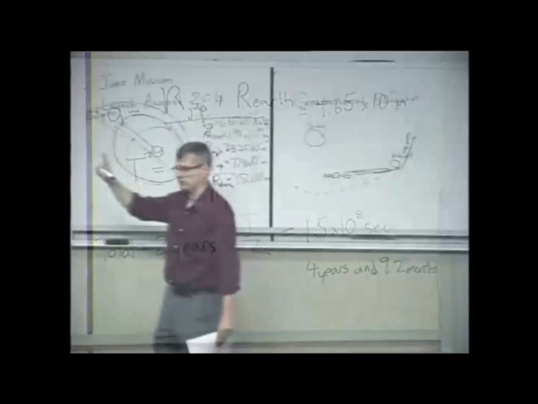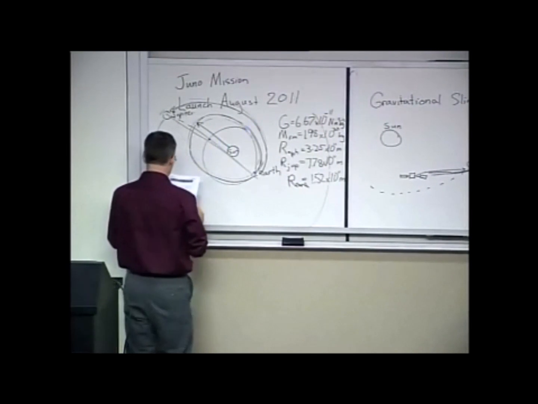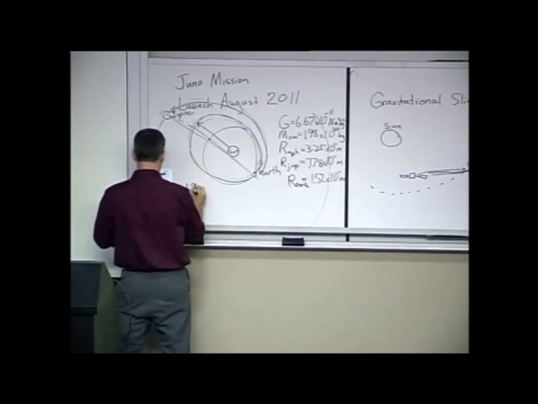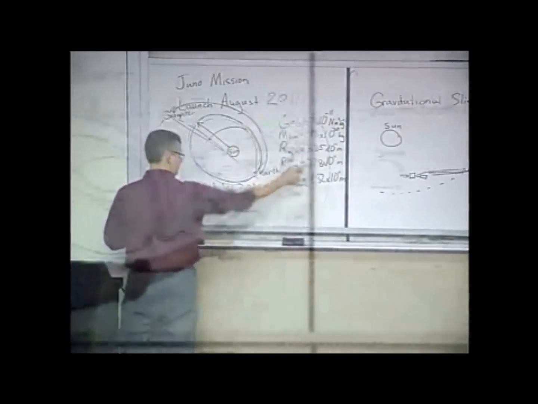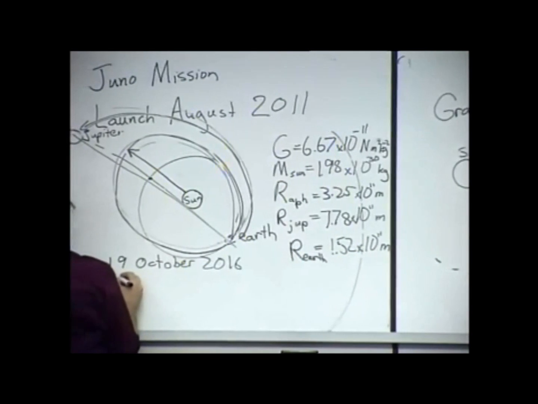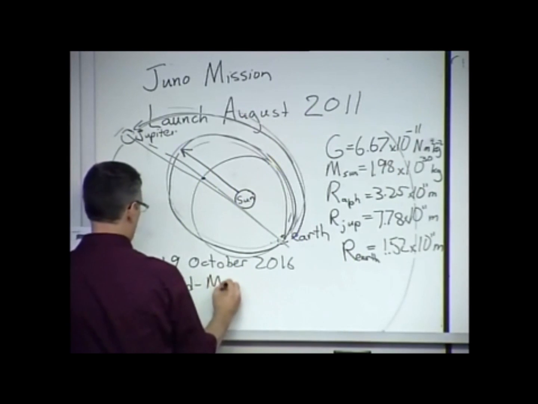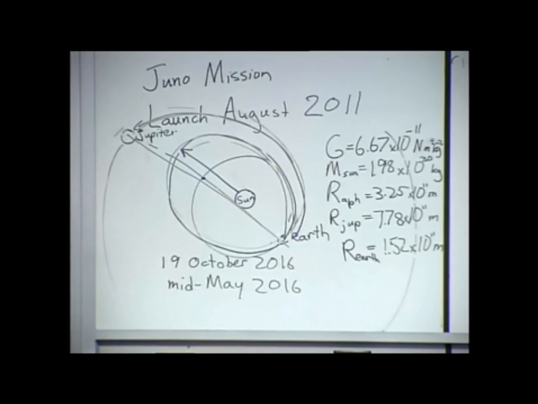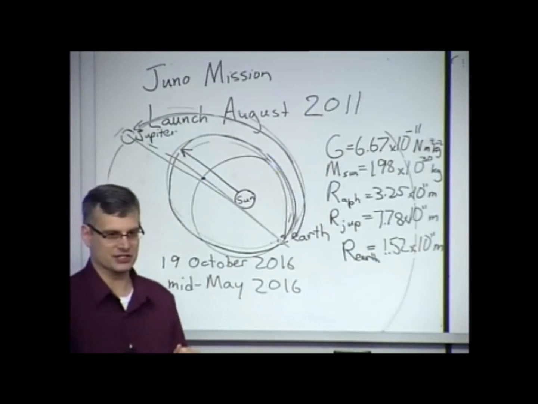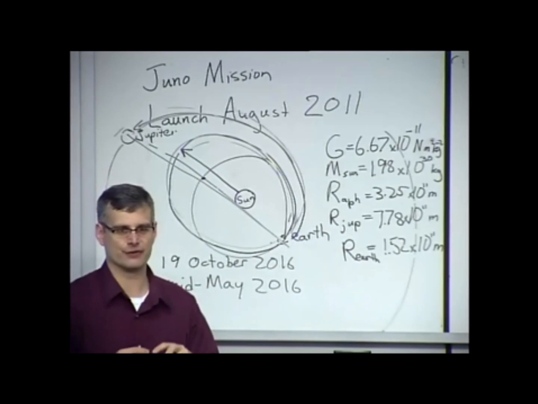Now, the actual spacecraft will arrive on 19 October 2016. Using that estimate, it should actually be arriving in mid-May of 2016. So we're only about 5 months off, which is actually less than 10% of the calculation. What would account for the differences? Name some things that might account for the differences.